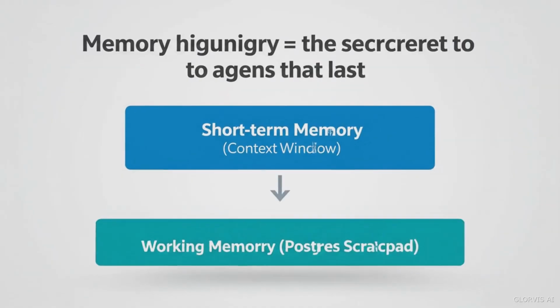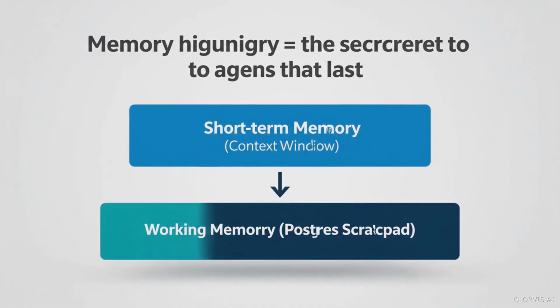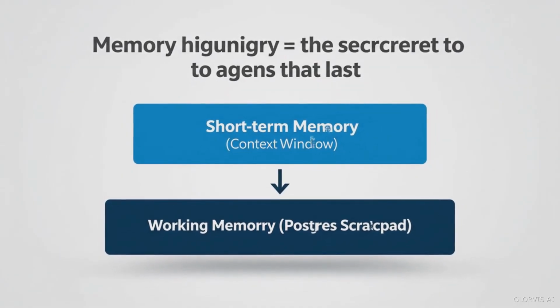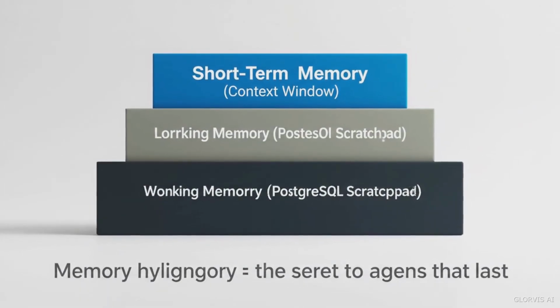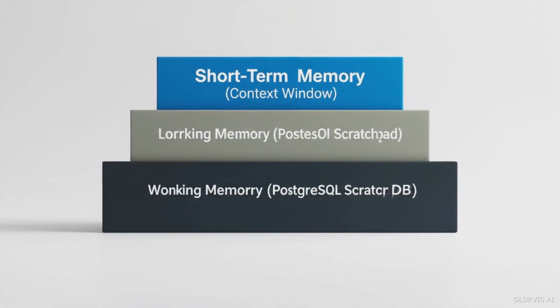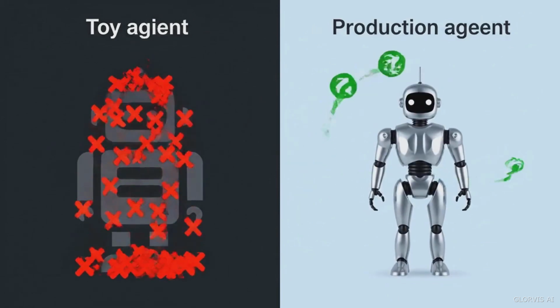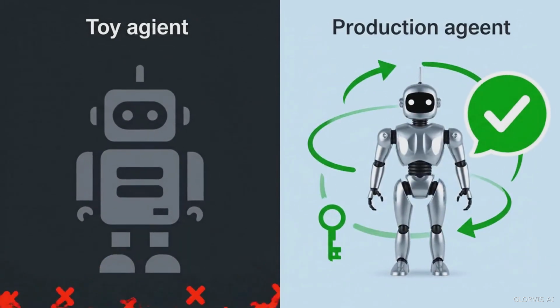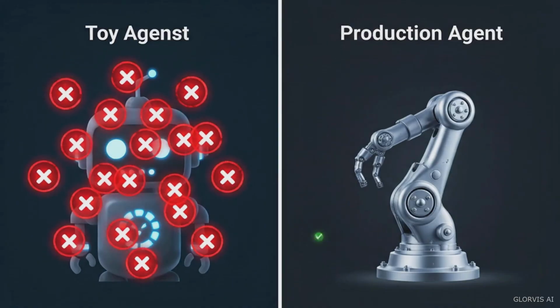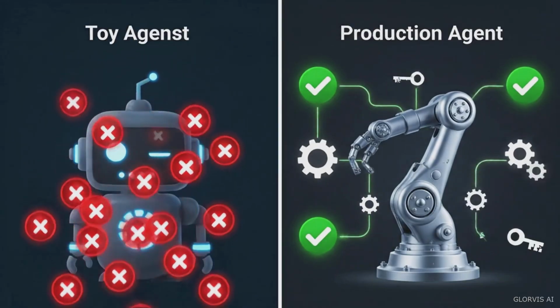Memory is where almost every hobbyist agent fails. Large language models are stateless. Every API call is a clean slate. If you want the agent to remember what happened 10 minutes ago, you have to engineer that yourself. There are 3 layers and you need all 3.